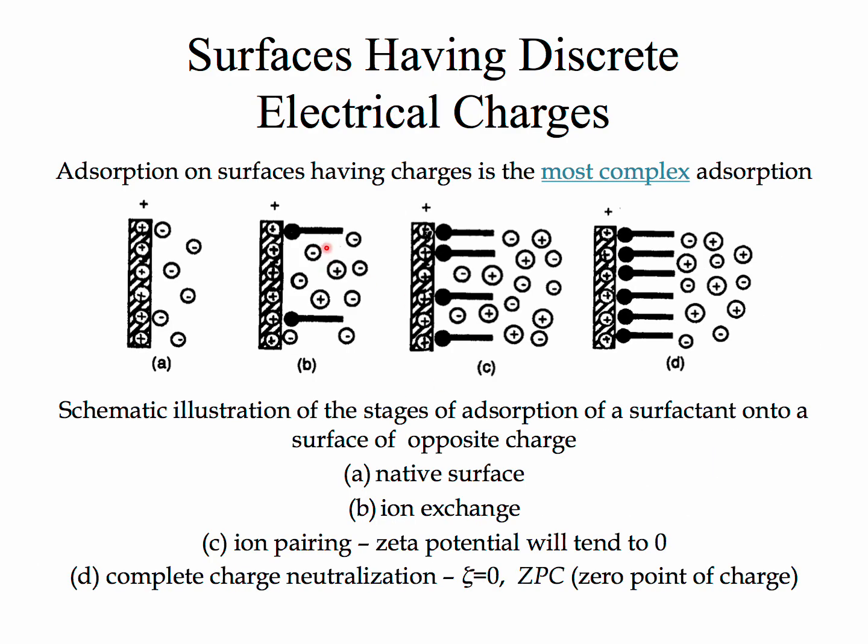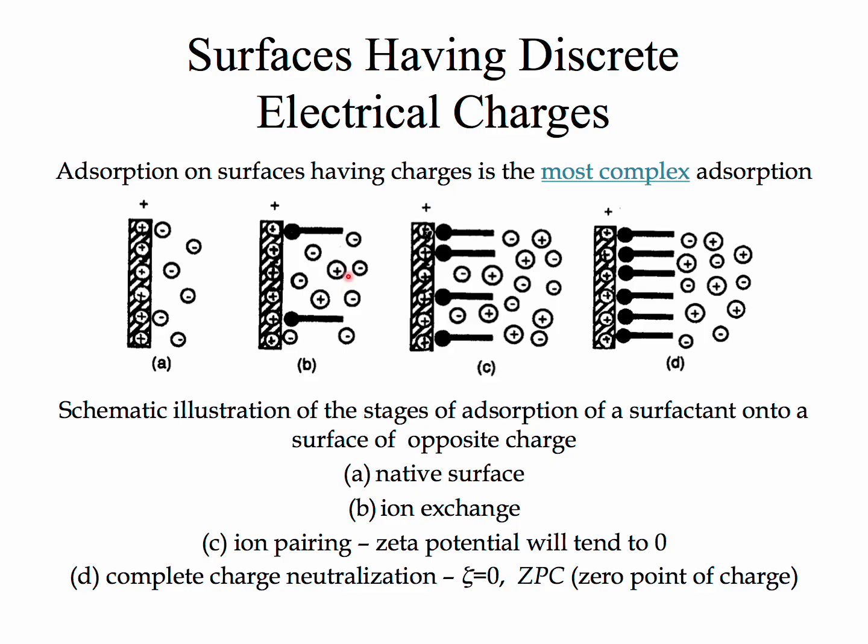Alright, so let's take a deeper look at adsorption on surfaces having discrete electrical charges. This type of adsorption is considered the most complex, because it involves a strong electrostatic interaction and occurs in several stages. So let's go through the diagram step by step. First, in stage A here, we have the native surface, which already carries a charge. In this case, we have a positively charged solid surface, and around it there are ions distributed in the solution, but no significant adsorption of surfactant has occurred yet.